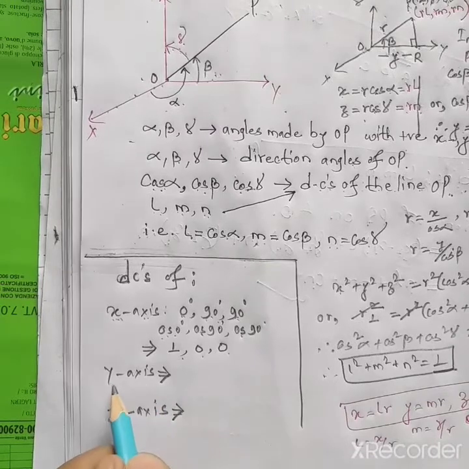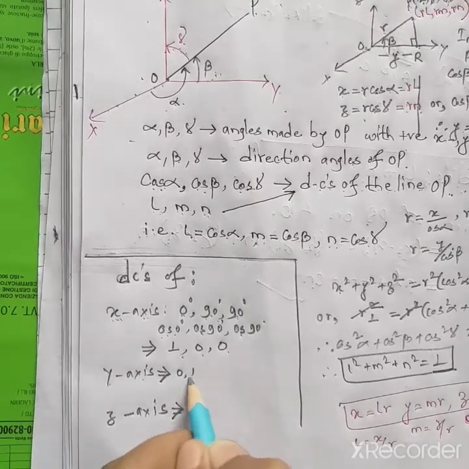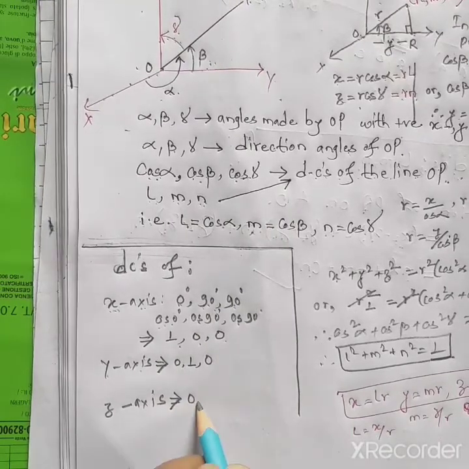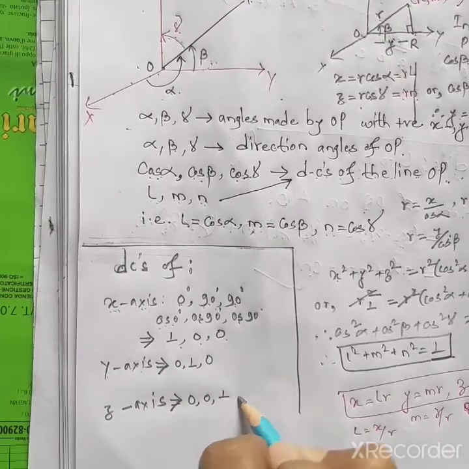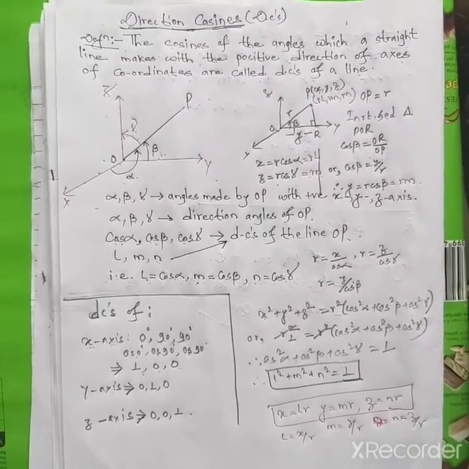So just say, what are the direction cosines of the y-axis? Yes, it's 0, 1, 0. And that of the z-axis? Yes, it's 0, 0, and 1 respectively. So take a screenshot if needed.